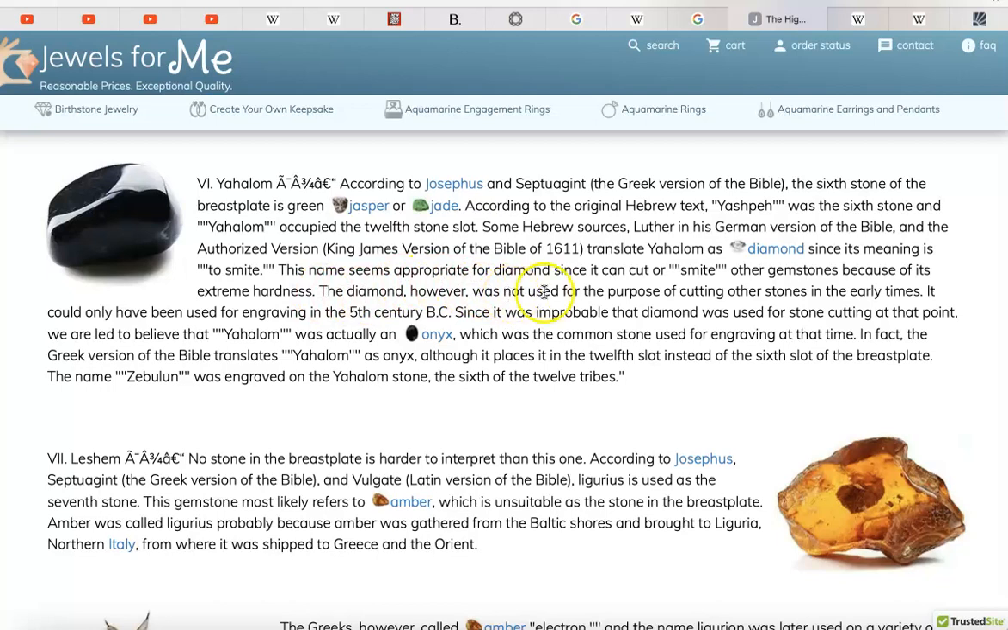The diamond, however, was not used for the purpose of cutting other stones in the early times. It could only have been used for engraving in the 5th century BC, since it was improbable that diamond was used for stone cutting at that point. We are led to believe that Yahalom was actually an onyx, which was the common stone used for engraving at that time. In fact, the Greek version of the Bible translates Yahalom as onyx, although it places it in the 12th slot instead of the 6th slot of the breastplate. The name Zebulun was engraved on the Yahalom stone, the 6th of the 12 tribes.